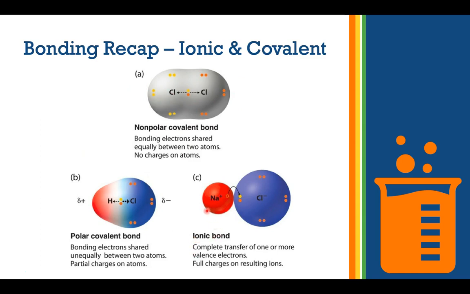Ionic bonds occur between ions, and this happens when an atom completely transfers an electron, which is one or more of its valence shell. Okay? These are full charges on the resulting ions. This has a complete positive or a complete negative one charge. This is a complete overall positive one charge. Notice that the electron cloud is not shared between the two. They are separated. The electron cloud is shared between the polar covalent bond and the nonpolar covalent bond.